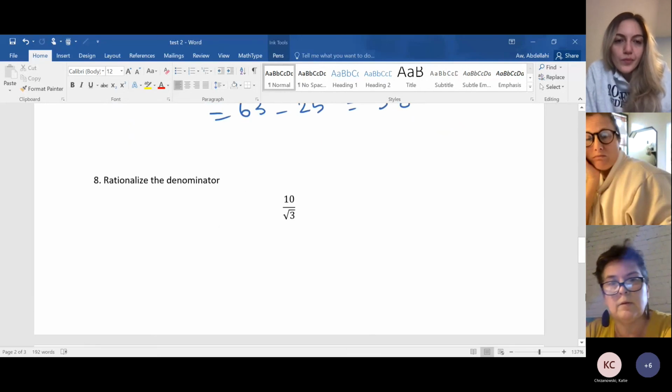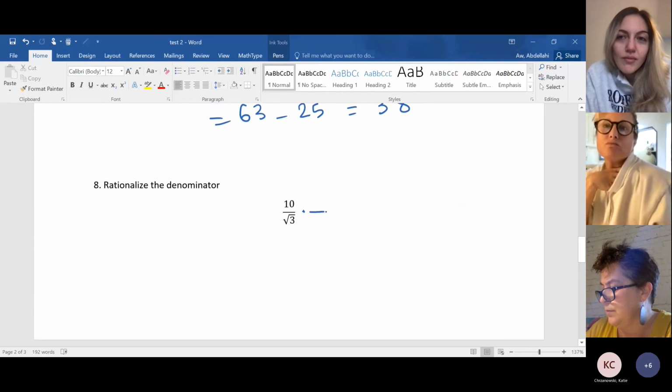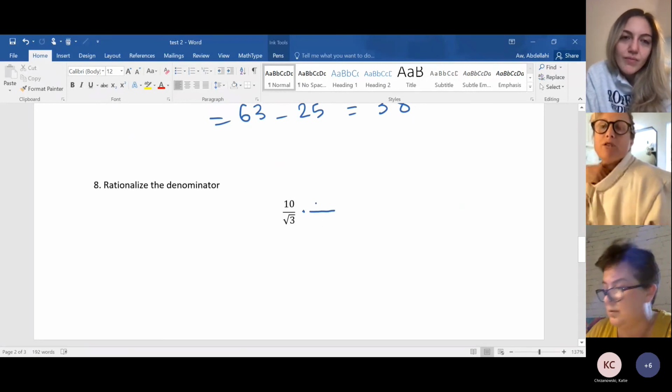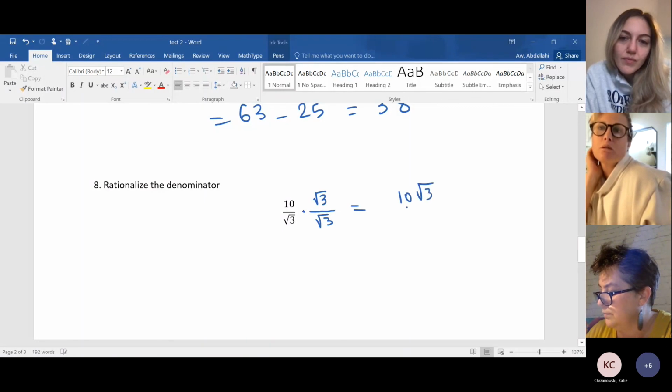Okay, do you remember rationalizing the denominator? For this type of problem, you have to simply multiply, divide by what? You multiply the numerator and the denominator by the square root. Exactly, thank you. So this becomes 10 root 3 over 3.